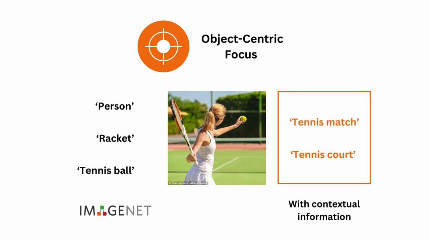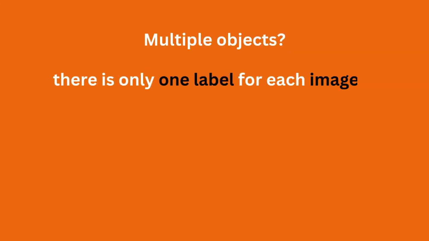Without contextual information, a model trained on ImageNet may correctly identify the person and tennis racket, but may struggle to understand the overall context of the scene, including the activity being performed, in this case a tennis match, and the environment, a tennis court. However, there is also one other concern with the dataset.